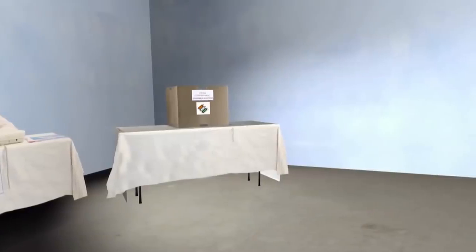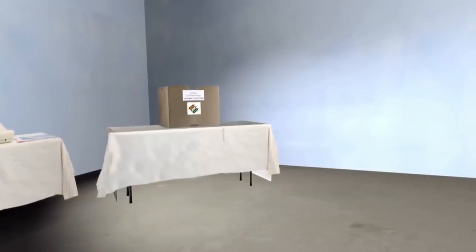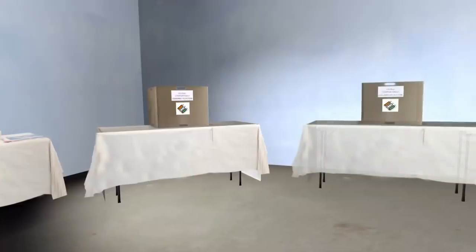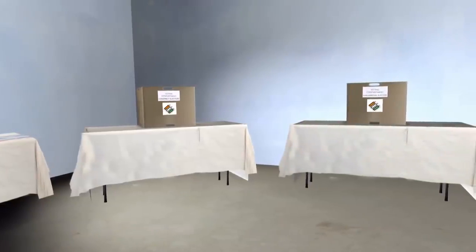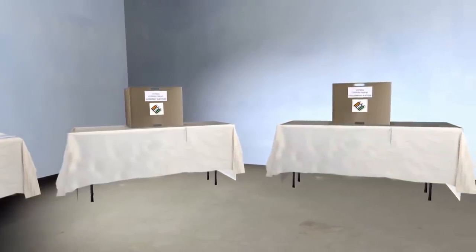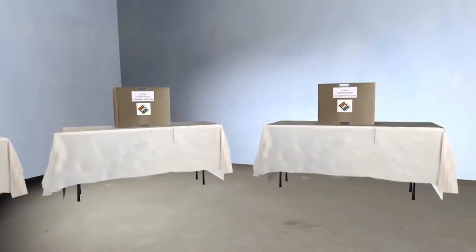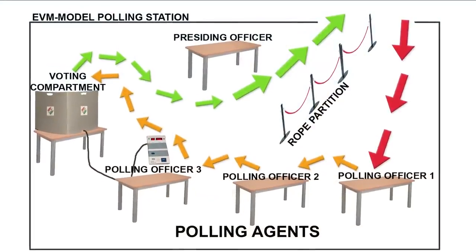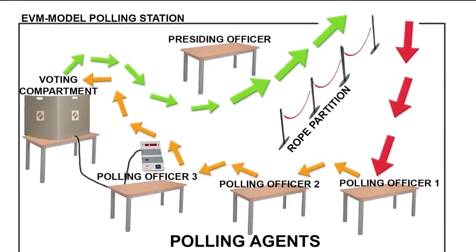In case it's a simultaneous voting for assembly as well as parliamentary elections, separate EVMs need to be kept in separate voting compartments, clearly marked with bold letters. A typical layout for a single election could be like this.